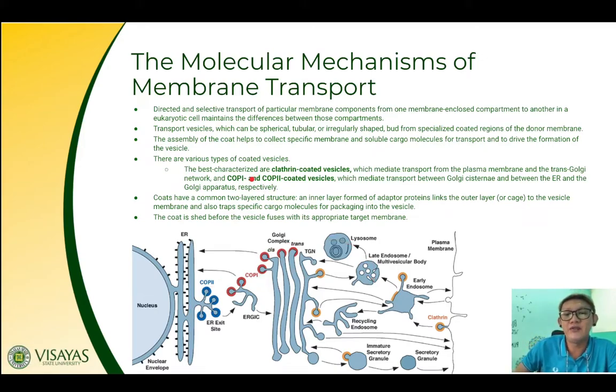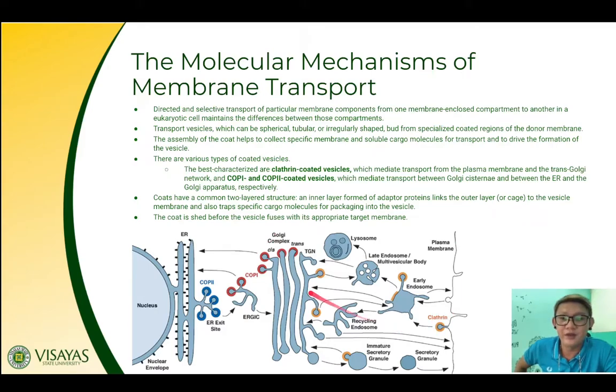So there are various types of coated vesicles. The best characterized are the clathrin-coated vesicles, which mediate the transport from the plasma membrane and the trans-Golgi network. Okay? And the COPI and the COPII coated vesicles mediate transport between the Golgi cisternae and between the ER and the Golgi apparatus, respectively.